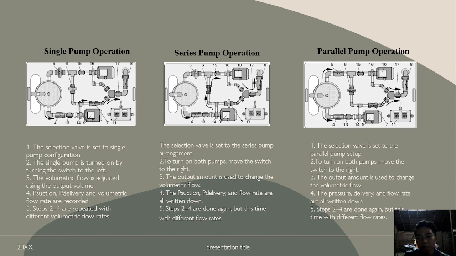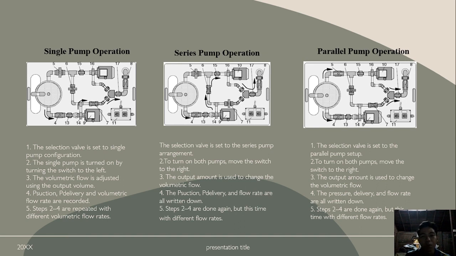Second, the single pump is turned on by turning the switch to the left. Third, the volumetric flow is adjusted using the output volume. P-suction, P-delivery, and volumetric flow rate are recorded. And last, steps 2 to 4 are repeated with different volumetric flow rates.